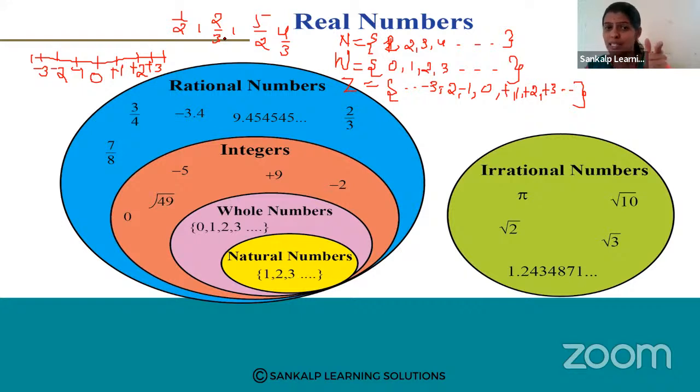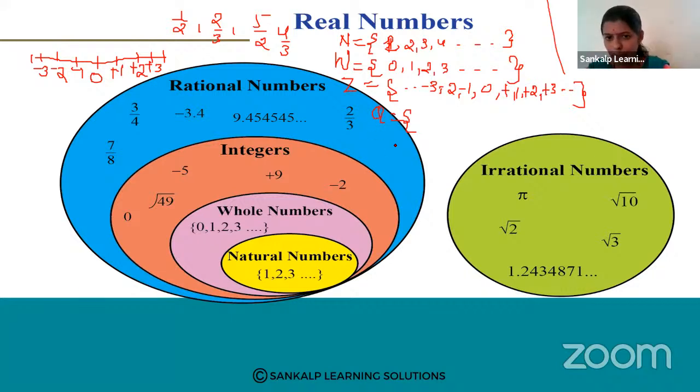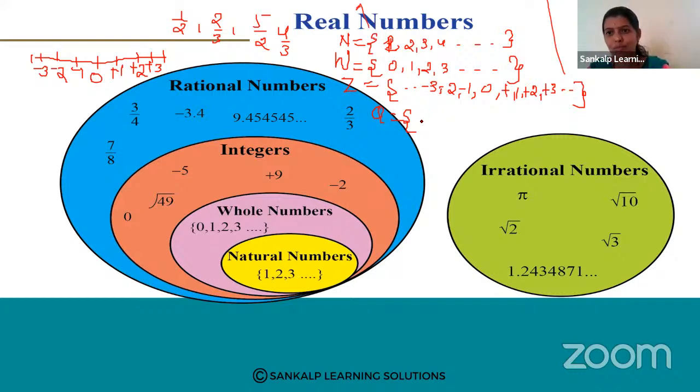That name is rational numbers. Rational numbers, right? So rational numbers means it is a quotient, Q, right? So Q is equal to when the numbers are in the form of P by Q, that numbers we call as rational numbers, right?